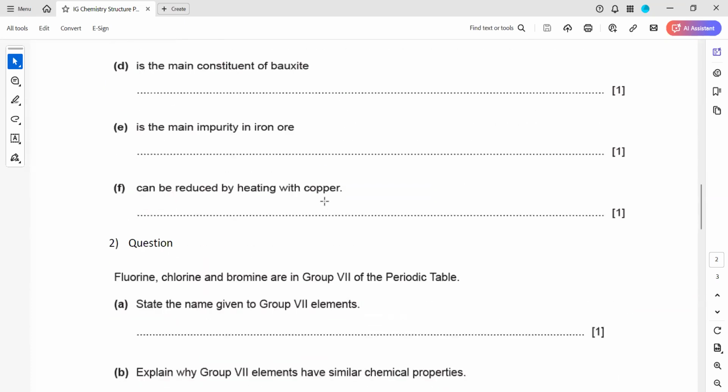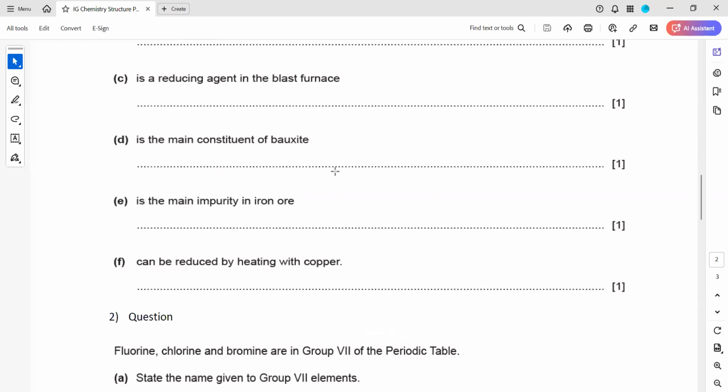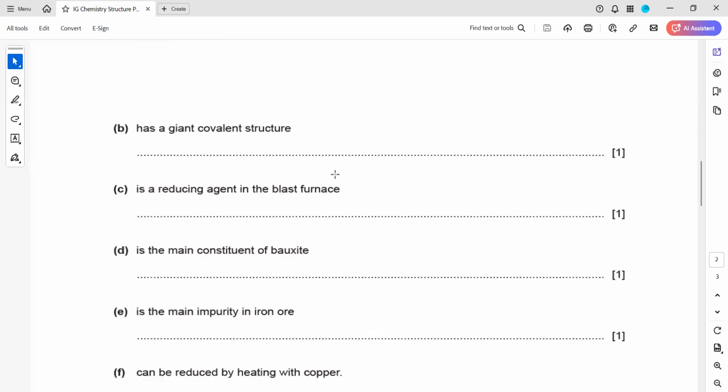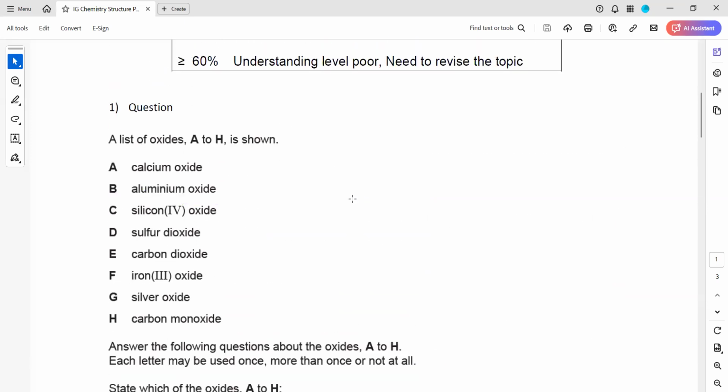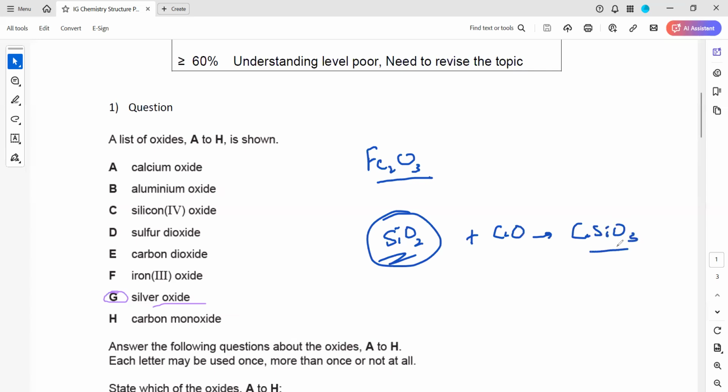Structure pop quiz. It's a main impurity of the ore of the iron. So what is the main impurity in the ore of the iron? Iron ore, which is hematite, contains an impurity, silicon oxide. How do we remove this silicon oxide? We react it with calcium oxide to form CaSiO3, which is a slag. But the main impurity in the ore of the iron is silicon 4 oxide. So C will be the right answer.